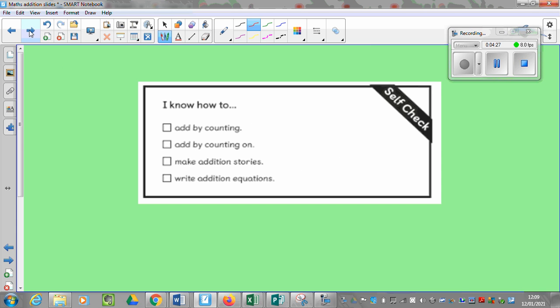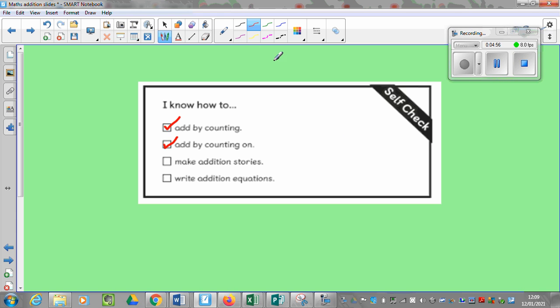Okay, and then the last section of this sheet is our self-check. We do this in our maths books normally, parents, and this is just for the children to look at their work throughout what they've been doing this week and be really honest and tick here if they think that they can add by counting, which was the first lesson, tick if they think they can add by counting on, and so on and so on. They're just really self-evaluating how they've done this week and things that they found hard.